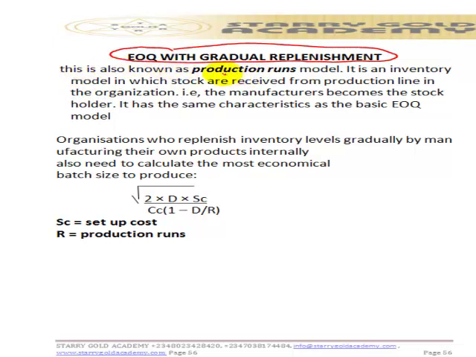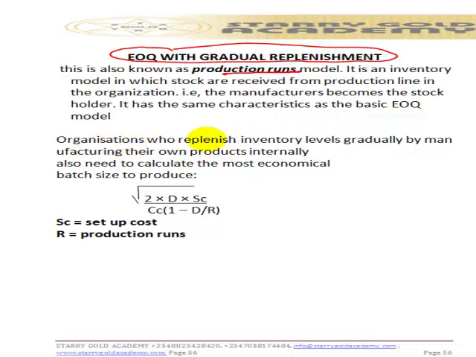This is also known as production runs model. It is an inventory model in which stock are received from production line within the organization. That is, the manufacturer becomes the stock holder. It has the same characteristics as the basic EOQ model.